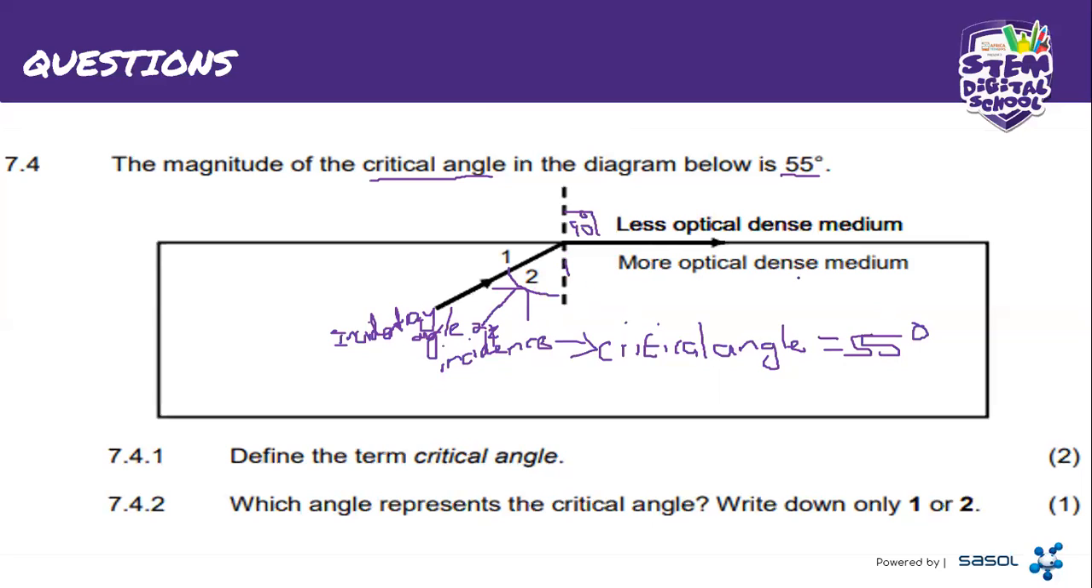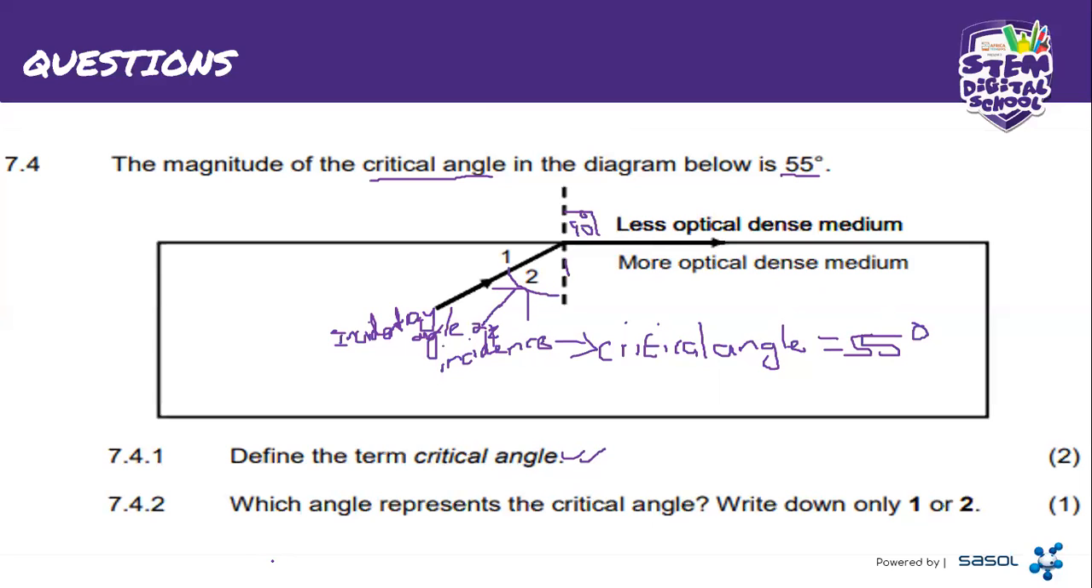It is in the denser medium, meaning in the more optically dense medium, such that the refracted ray lies on the surface of separation between the two media. It is the angle of incidence in the denser medium, such that the refracted ray lies on the surface of separation between the two media. And for that, we will get 2 marks.